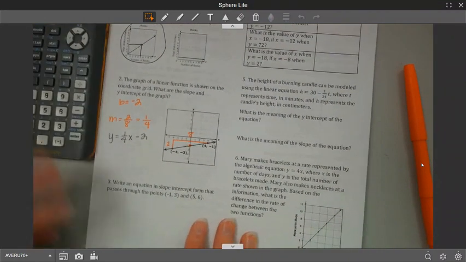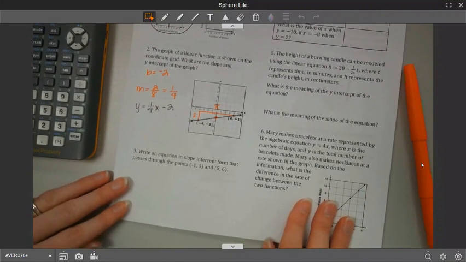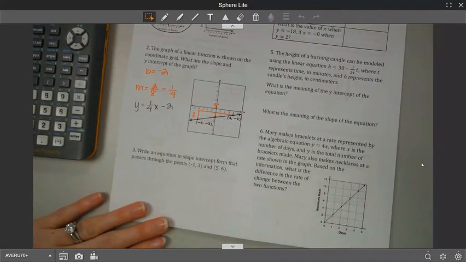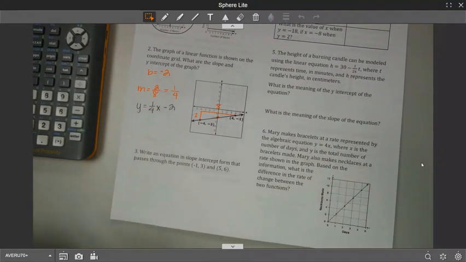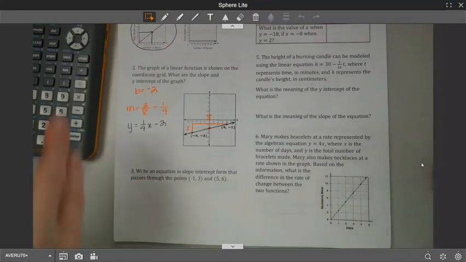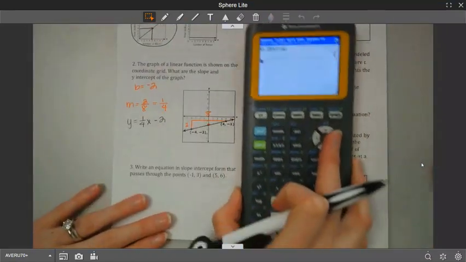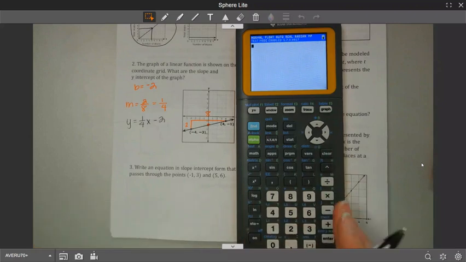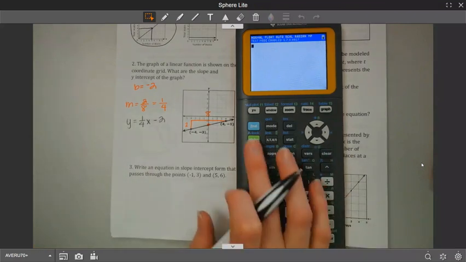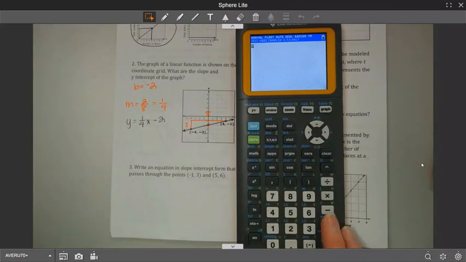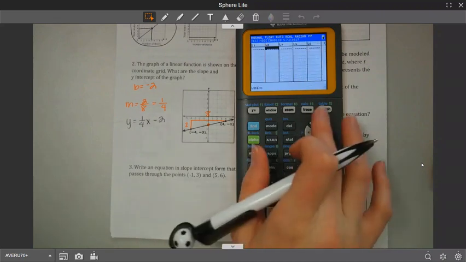All right, number 3. Write an equation in slope-intercept form that passes through the points (-1, 3) and (5, 6). Well, we can do the same method I just showed you on the calculator. So you're going to clear what's there. I need to clear the list, so we're going to do second, which is the blue one, plus 4. Get a message that says clear all lists, done. Then we'll go to stat, enter, because we're going to edit it first.